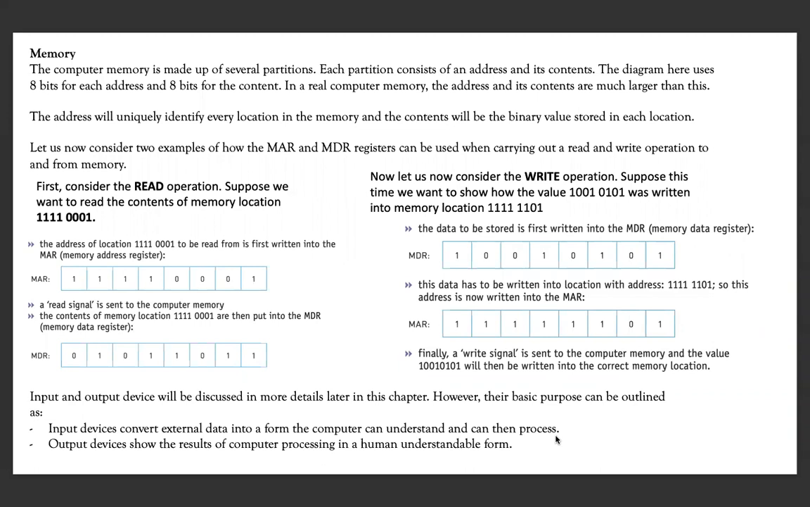Then we have the output devices. Often we say an output device presents data, gives output, or for example, it's the printer and monitor, stuff like that. No. An output device, on the other hand, presents the data stored in a computer in a human understandable form. So now it's the reverse.